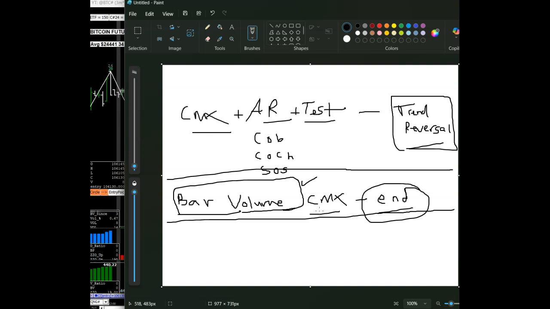Without bar volume, it's very iffy that there's a change of character, because the bar volume serves as a support, that heavy volume there, because if there's a lot of volume there and price goes back and touches it, whoever's on the other side is going to want to cover, and it serves as almost like a support.